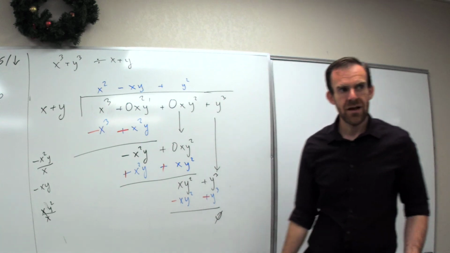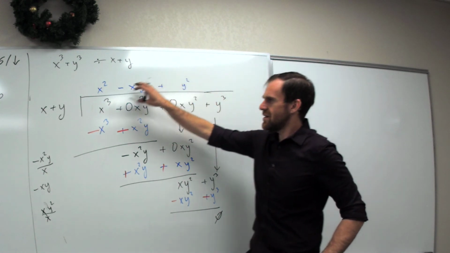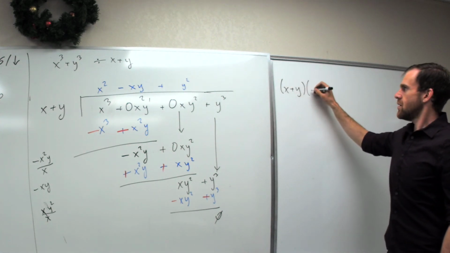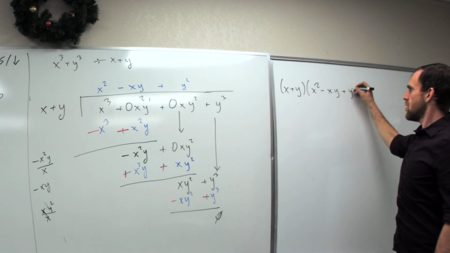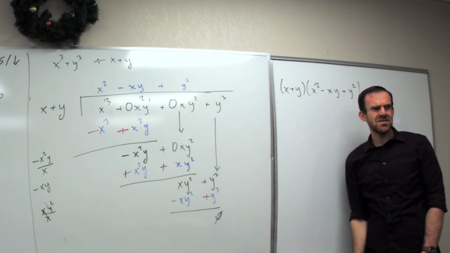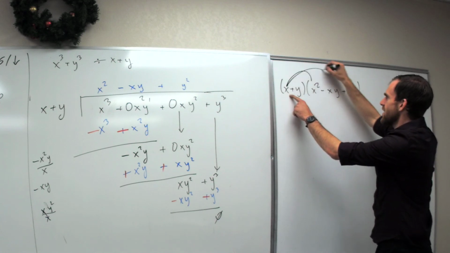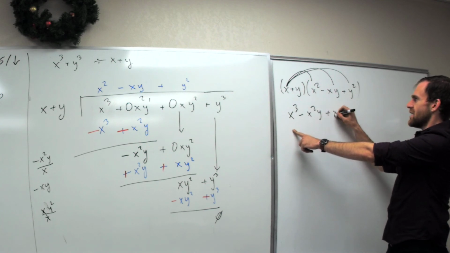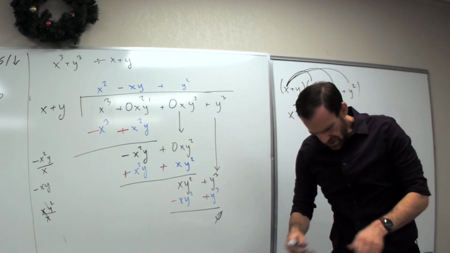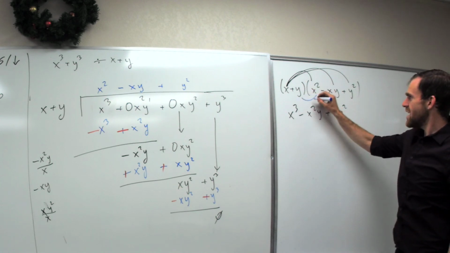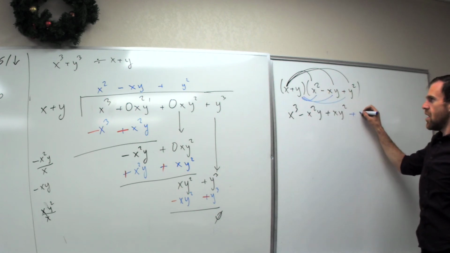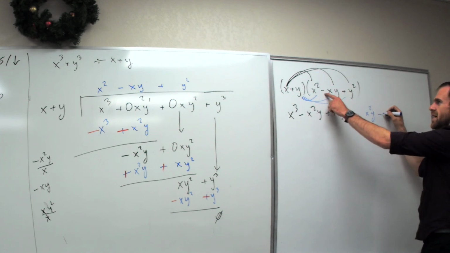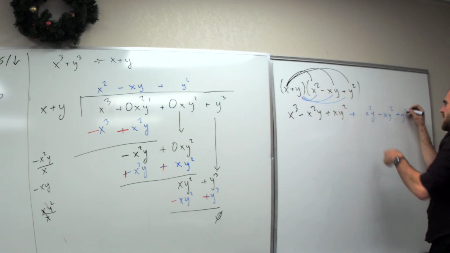We must check. How do we check? Multiply this times that. Is that hard? No, it's just time consuming. X times that, x times that, x times that. So I get x cubed minus x squared y plus xy squared. Then I'm going to do y times that, y times that, y times that. Plus y x squared, I'm going to put them in order though, minus xy squared plus y cubed.